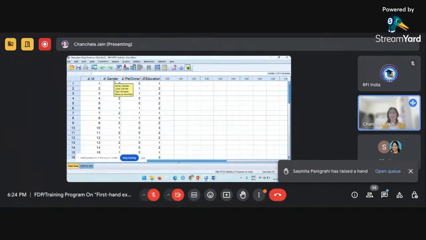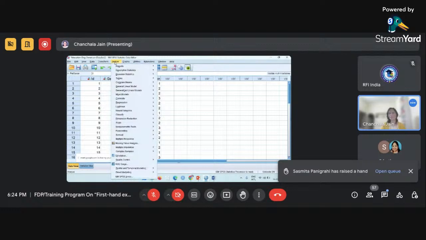We have already seen that two categories are available in the gender variable, and two categories are available in the pet ownership variable. Now to perform chi-square independence of attributes, you need to go to the analyze tab, then descriptive statistics, and then select cross tabs. Again, I'm repeating: analyze, descriptive statistics, and cross tabs.